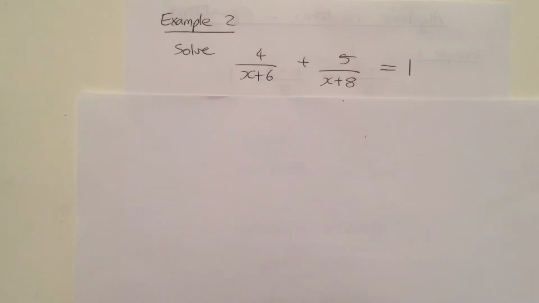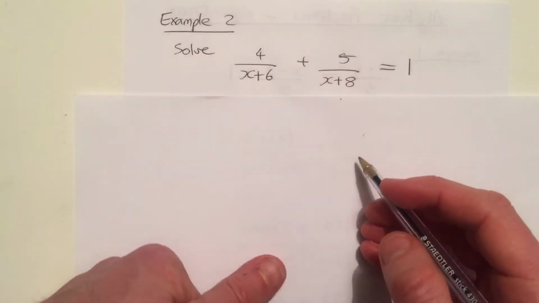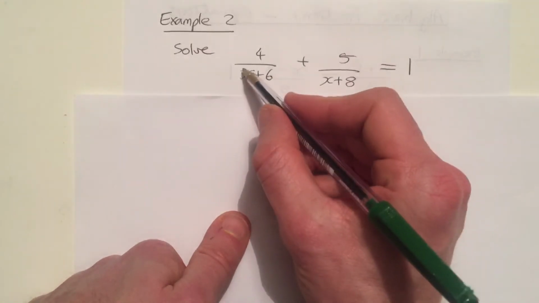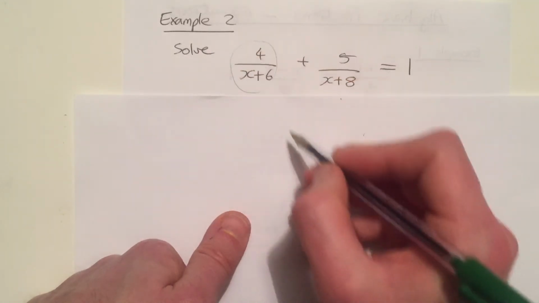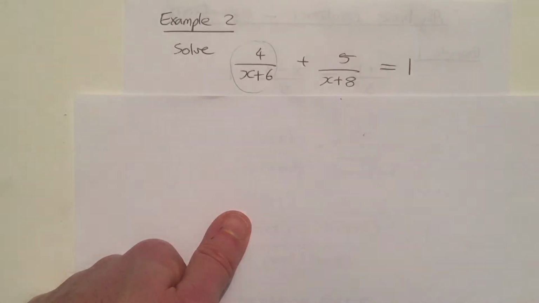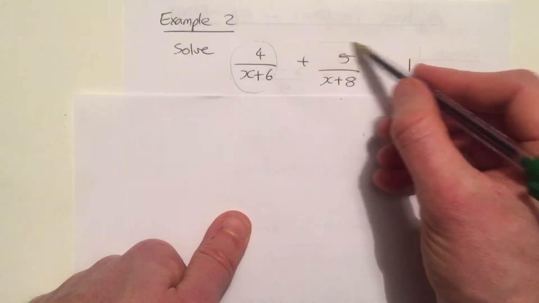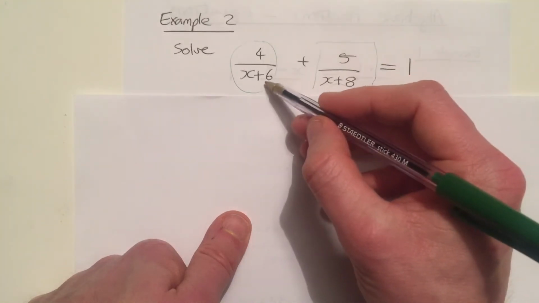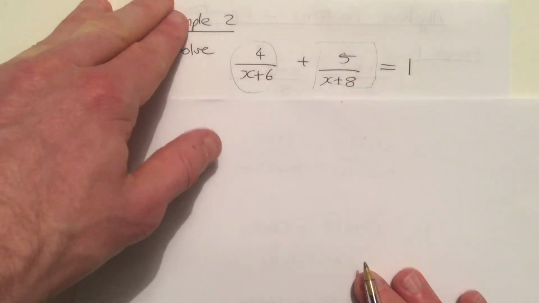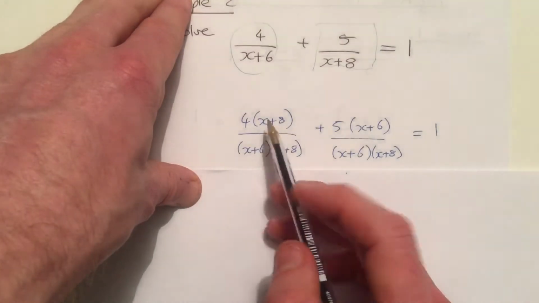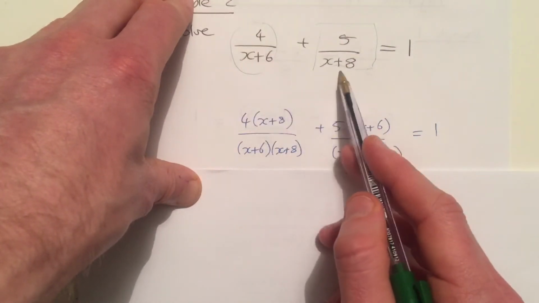Second example, and this is going to be slightly longer, quite a bit longer in fact, because you can see that our x's are on the denominator now. But it's still the same process. We're still going to get our common denominator. So to get a common denominator here, I'm going to times all of this fraction by the x plus 8. And I'm going to times all of this fraction by the x plus 6. So I've just times all of this by the x plus 8.